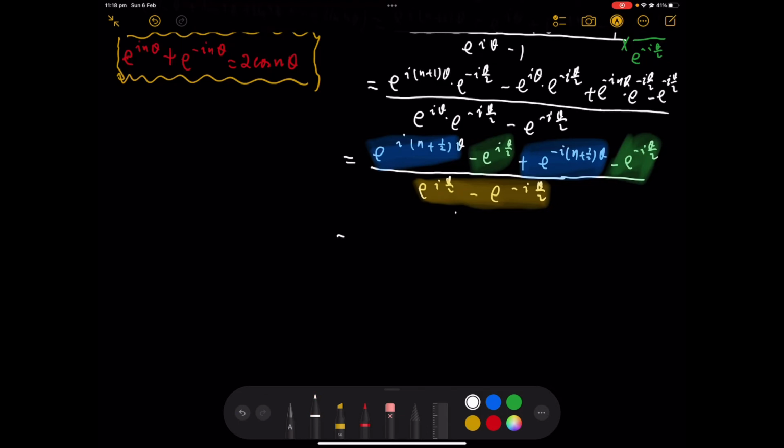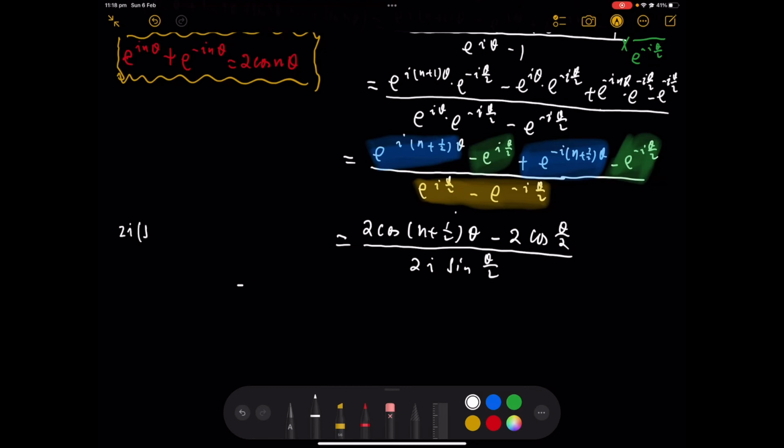It's very nice right now. So two blue pair gives me 2 cos (n plus half) theta. And the two green pair gives me 2 cos theta on 2. And my two yellow pair is minus, so it's going to give me 2i sine theta on 2. And my left hand side is, again, what was it? It was 2i sine theta plus sine 2 theta plus all the way to sine n theta.